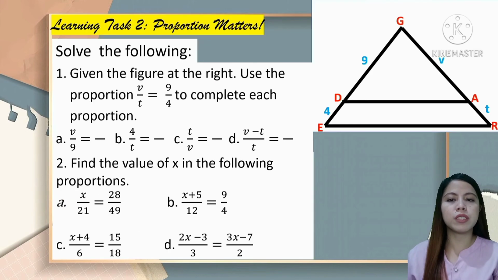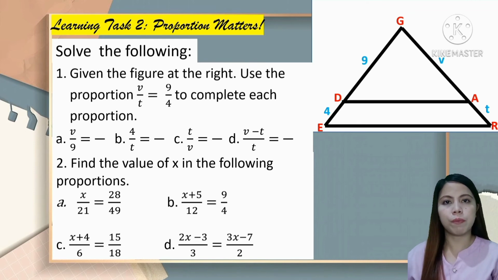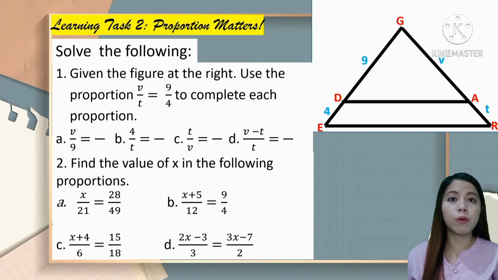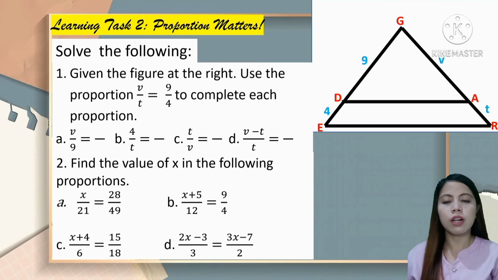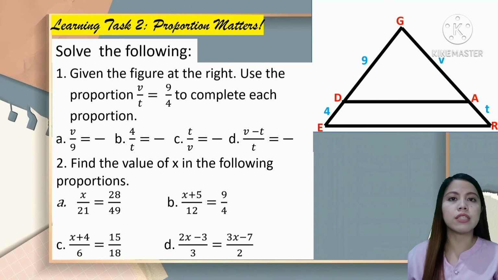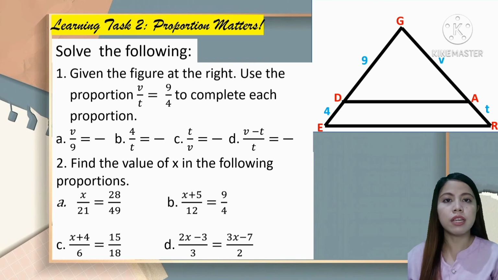None. Let us have an activity. This activity is entitled Proportion Matters. Let me read the direction first. Solve the following. Number 1. Given the figure at the right, use proportion V over T equals 9 over 4 to complete each proportion. Letter A, V over 9 is equal to; letter B, 4 over T is equal to; letter C, T over V is equal to; and letter D, V minus T over T is equal to.